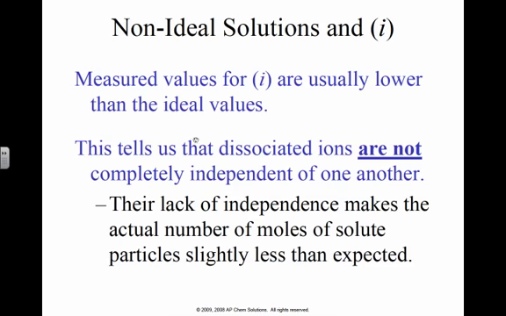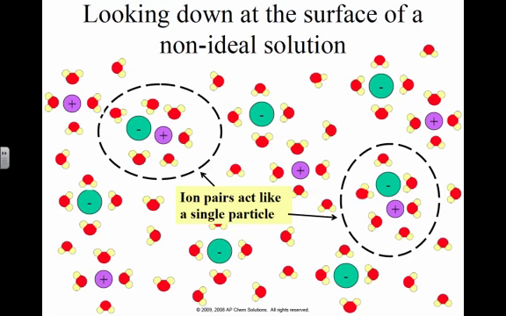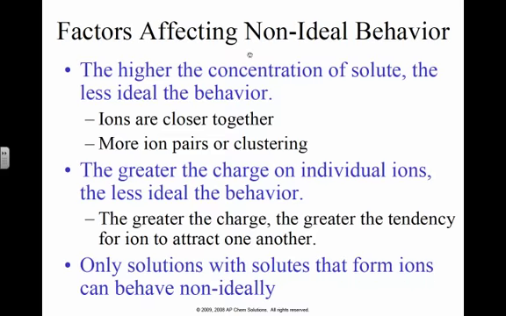Measured values for i are usually lower than the ideal values. This tells us that the dissociated ions are not completely independent from one another. I'll explain that in just a second. Right here, for example, if I put salt in water, here's the sodium ion, positive. Here's the chloride ion, negative. Sodium, chloride, chloride, sodium. Ideally, they don't hook up together. But if we have positives and negatives, some of them are going to be attracted to one another, and therefore they're going to kind of clump together a little bit. That's the non-ideal part of it.